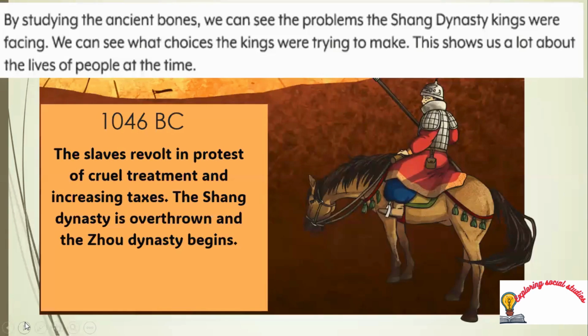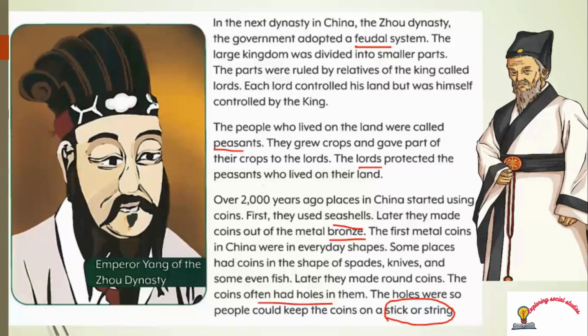By studying the ancient bones, we can see the problems Shang dynasty kings were facing. We can see what choices the kings were trying to make. This shows us a lot about the lives of people at the time. 1046 BC. The slaves revolt in protest of cruel treatment and increasing taxes, and the Shang dynasty is overthrown and the Zhou dynasty begins. In the next dynasty in China, the Zhou dynasty, the government adopted a feudal system.